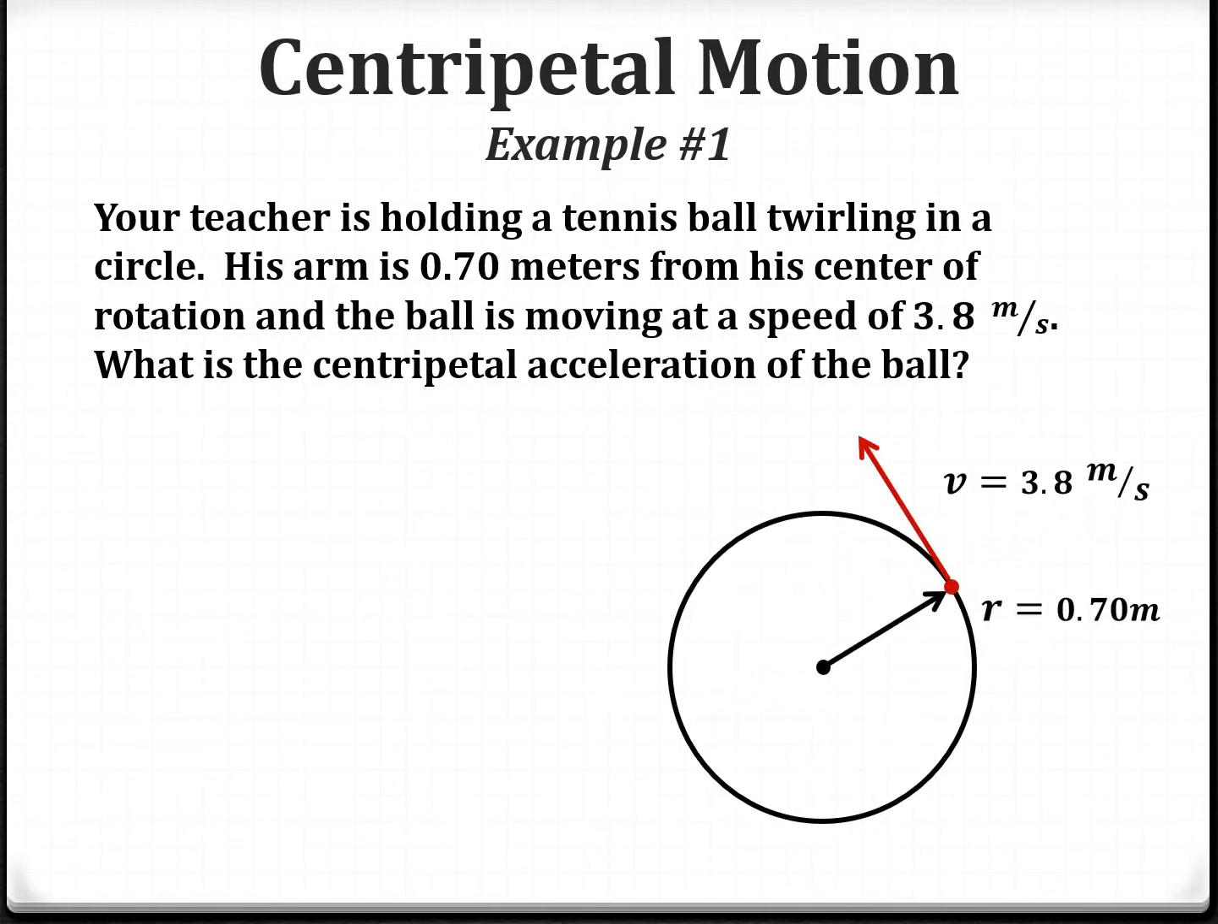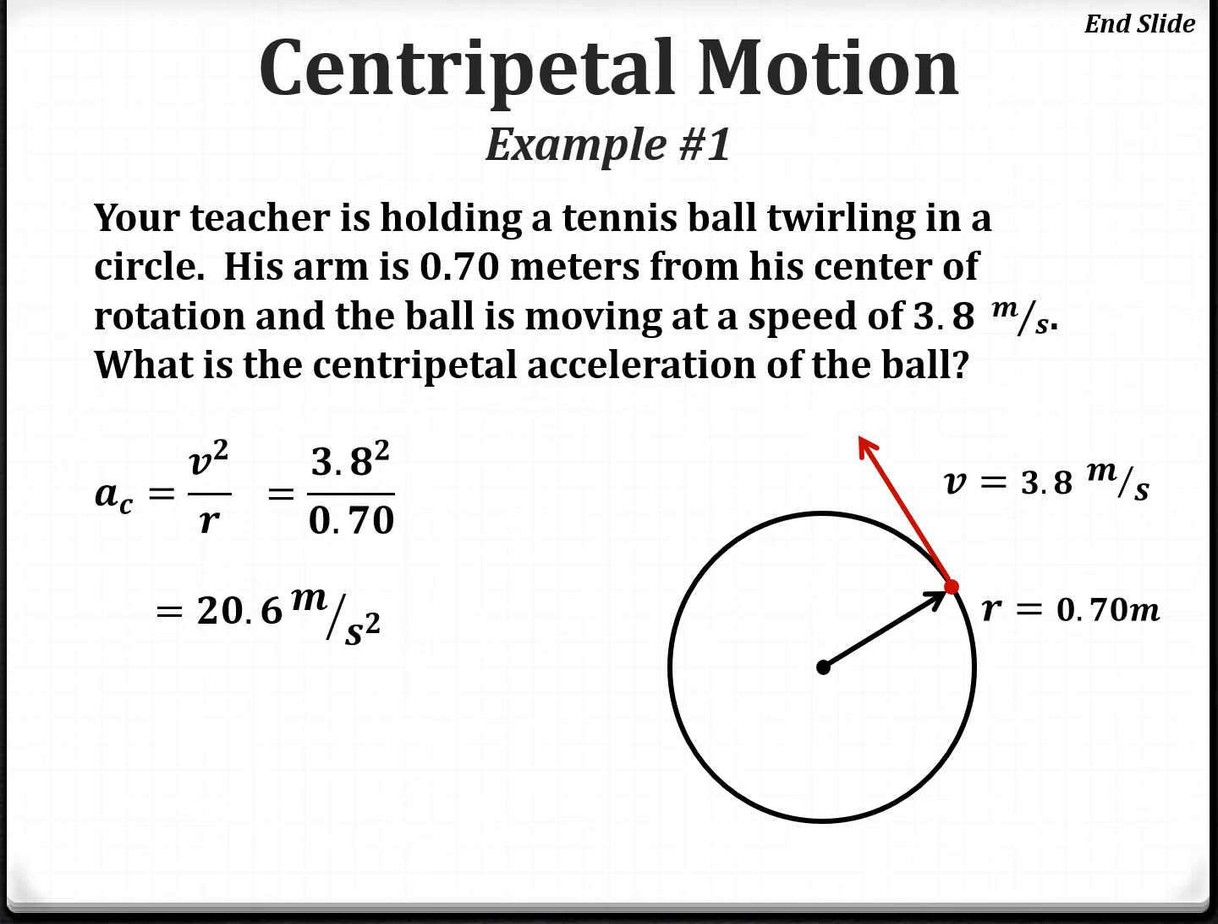All right, so let's use this equation with an example problem. Your teacher is holding a tennis ball, rolling it in a circle. His arm is 0.7 meters from the center of rotation, and the ball is moving at a speed of 3.8 meters per second. What's the centripetal acceleration? Well, centripetal acceleration is equal to velocity squared over radius. We've got the velocity, 3.8, and the radius, 0.7 from the center of the circle. Go ahead and plug those in. 3.8 squared divided by 0.7 gives us 20.6 meters per second squared.